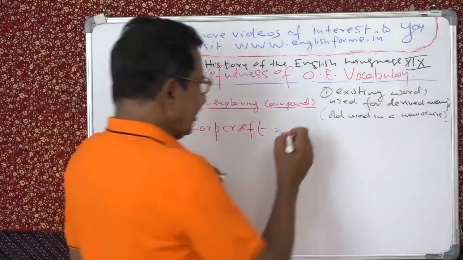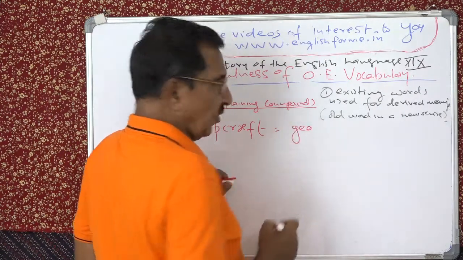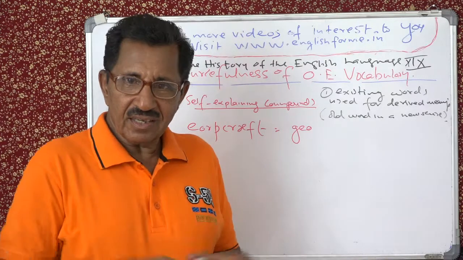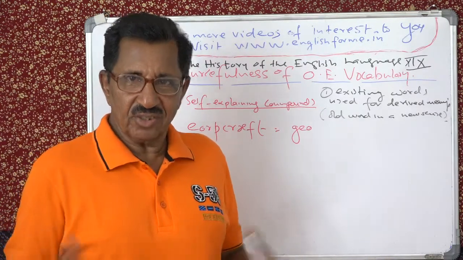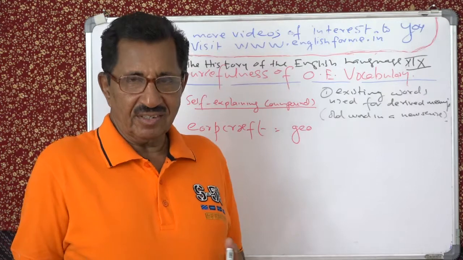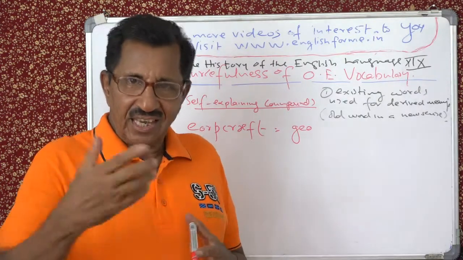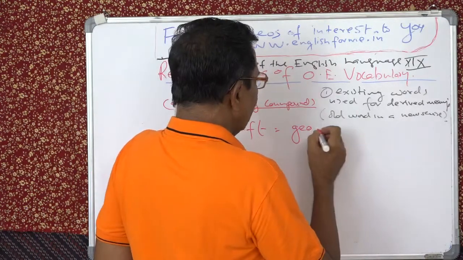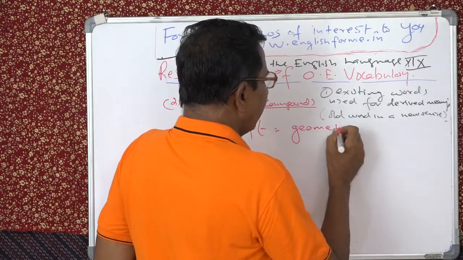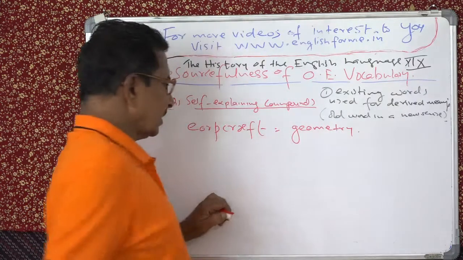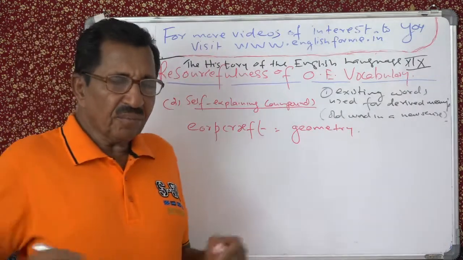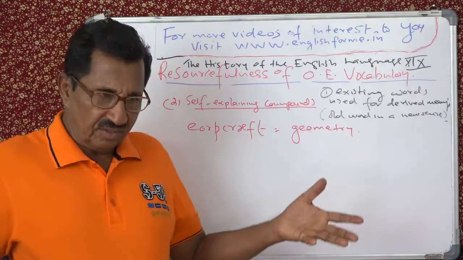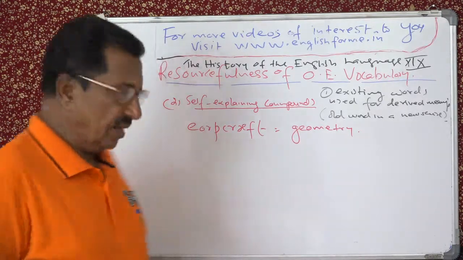See that? Geo means earth. Isn't it? Geo. That is George, the first part of George, that is earth. That's the meaning, earth. So geometry, that is earth craft. Earth is there, craft is there. So geometry. Another one, Jimvrta.